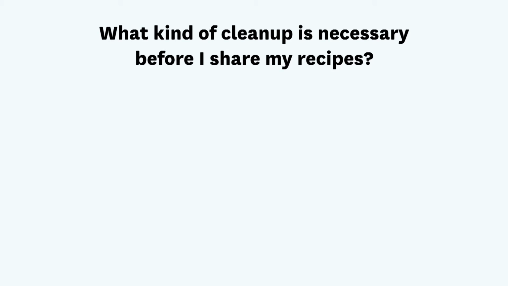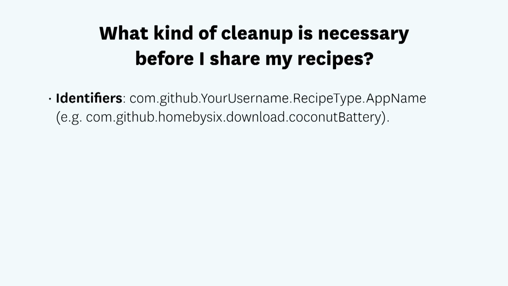So what kind of cleanup is necessary before I share my recipes? A lot of this is covered in the wiki for AutoPkg, but it bears repeating. Your recipes need to have a unique identifier. Usually what we use is called a reverse domain identifier, where you have some web page URL followed by your username, then the recipe type, then the app name. For example, com.github.home/6, that's this guy over here, .download.coconutBattery.